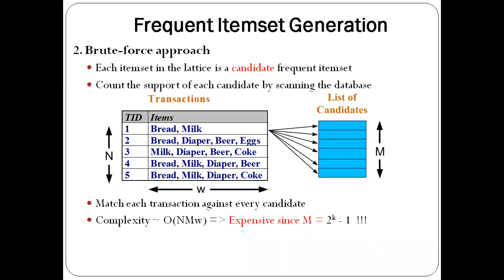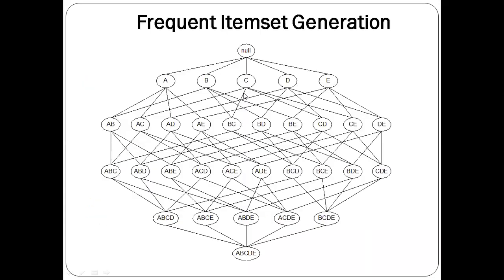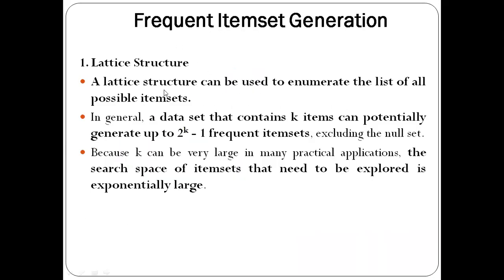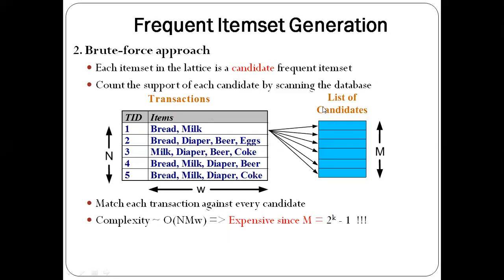So now the question is, how can we reduce the computational complexity of frequent item set generation? These two methods we have discussed: the first one is the lattice structure, which is also expensive and complex, because we will be generating 2 raised to k minus 1 candidate item sets if we have k items. And in the brute force approach, again, we generate 2 raised to k minus 1 candidate item sets and compare them with the transactions or the database. If an item set is present, then its support count is incremented, and that is considered the support count of the candidate item set.